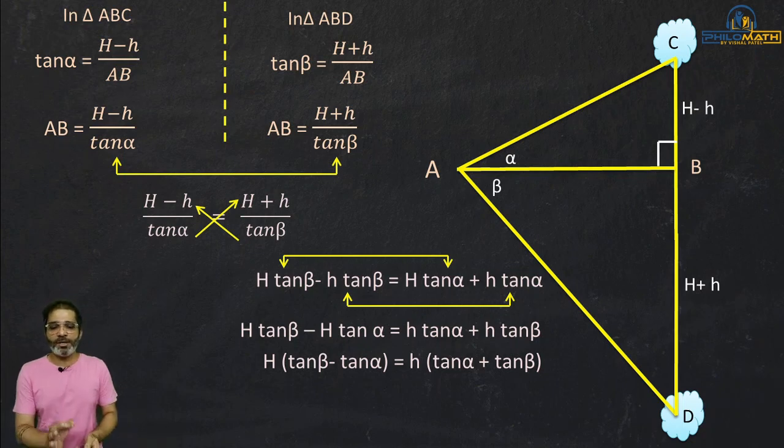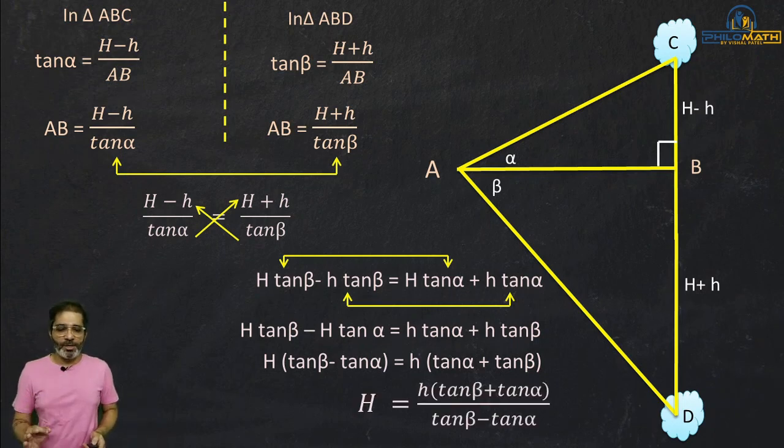Now we have to find the value of capital H. So simply I'm going to shift that term on the right hand side. So I get capital H equals small h bracket tan beta plus tan alpha upon tan beta minus tan alpha. So we got the height of the cloud above the lake. Okay, thank you students.